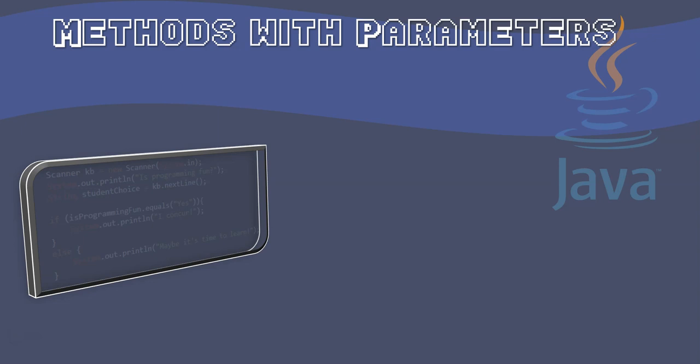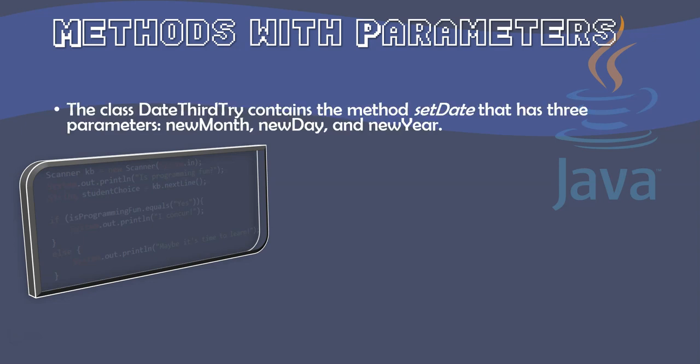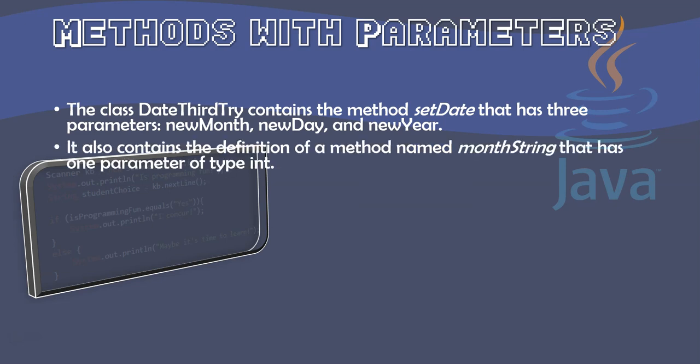Now, what about methods with parameters? How do we actually go about doing this? Well, the class DateThirdTry, which we're going to look at in a minute, contains the method setDate, which has 3 parameters: newMonth, newDay, and newYear. It also contains the definition of a method called monthString that has 1 parameter of type int. You don't have to have just 1 parameter; you can have multiple.